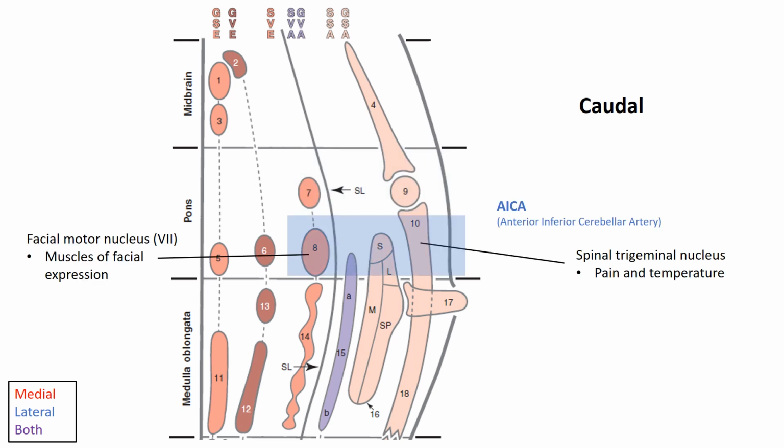In the caudal pons is where the AICA territory is, so that's going to hit the spinal trigeminal nucleus, so you'll lose pain and temperature to the ipsilateral face, and you could lose the muscles of facial expression from cranial nerve 7. And so just so you know, it's important to be able to look at a section of the pons and know whether you're in the rostral part of the pons or the caudal part of the pons, because you could see two different symptoms.